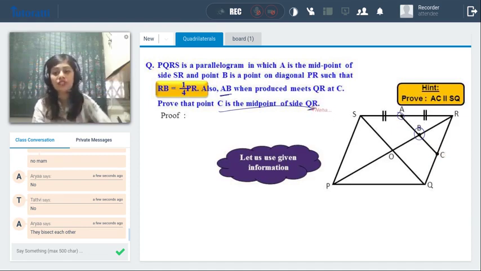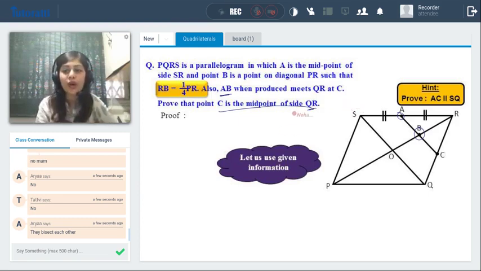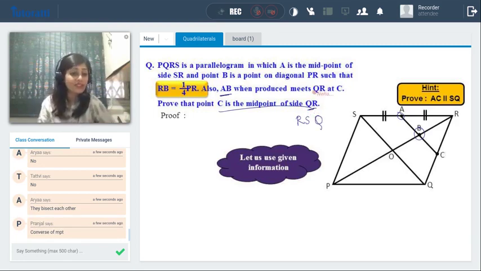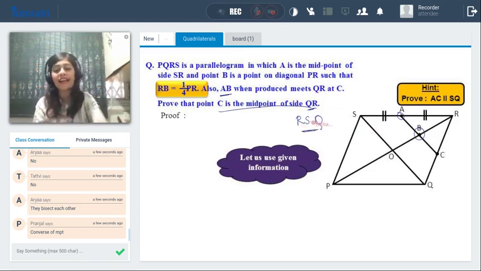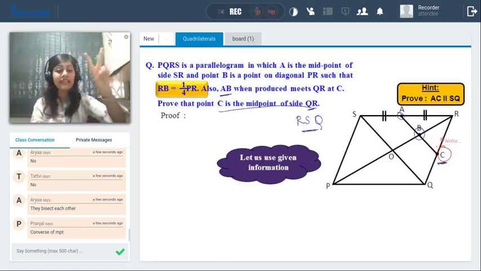QR is a side of which triangle? Yes, I can say QR belongs to triangle RSQ. Yes, the converse of the MPT, the converse of the midpoint theorem. That's correct. We will have to apply that. Look at this triangle, students, RSQ. In this triangle, if I need C to be the midpoint of RQ, what are the ingredients that I require? For any point to be a midpoint of the third side, I need two things. Yes, the midpoint theorem needs two things given to us.